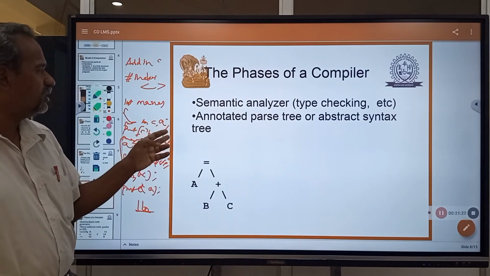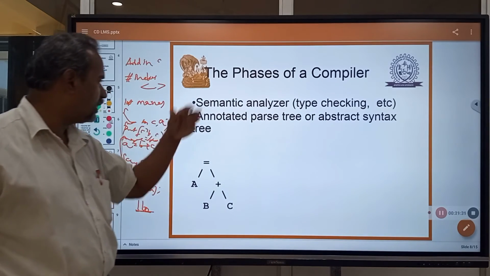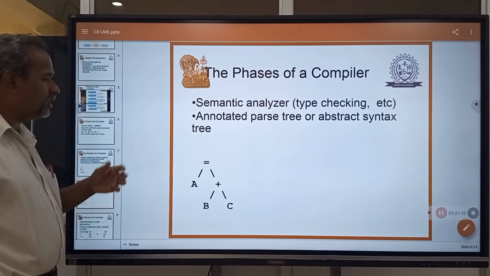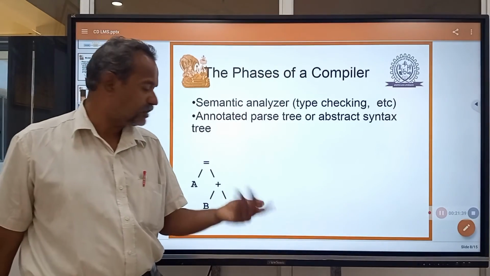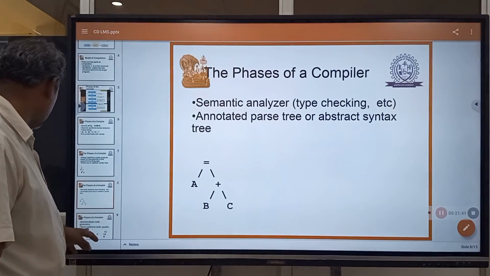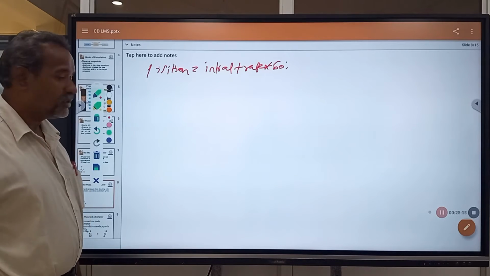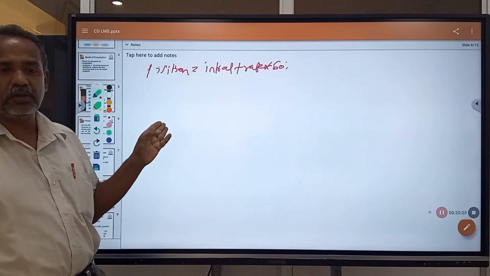We know what the parse tree is also, and the abstract syntax tree is the input form for the second phase of the compiler: lexical analysis, syntax and semantic analyzer. Again, from this, what happened? Okay. And students, we just saw the simple form of the expression, A equal to B plus C.